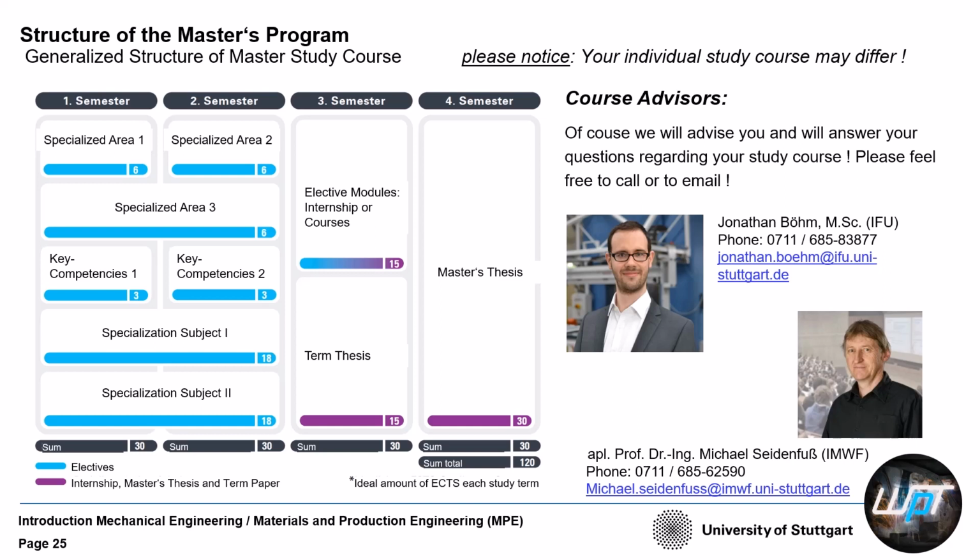The third semester is subdivided more or less in 2 parts. The part 1 is elective modules, internship or courses. So therefore we use these two colors, let's say that way, between blue and pink, which gives you the 15 ECTS, and a term thesis, which is a pure work in 3 months, and if you are studying in parallel, you may need around 6 months, which gives you a workload of about 50%. And the master thesis, as you know, gives you 30 ECTS, which normally lasts for 6 months.